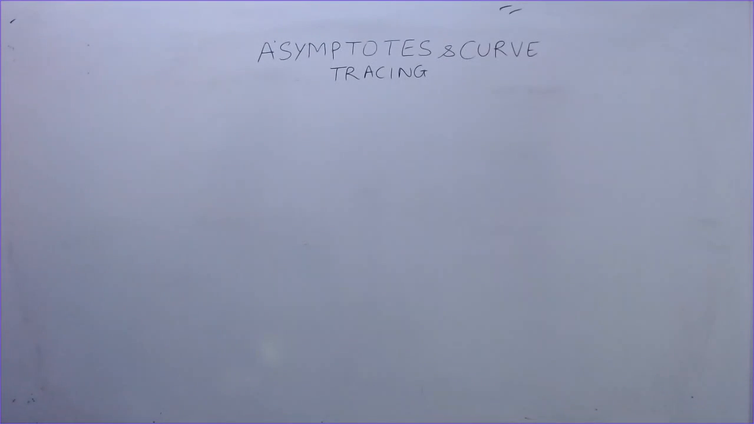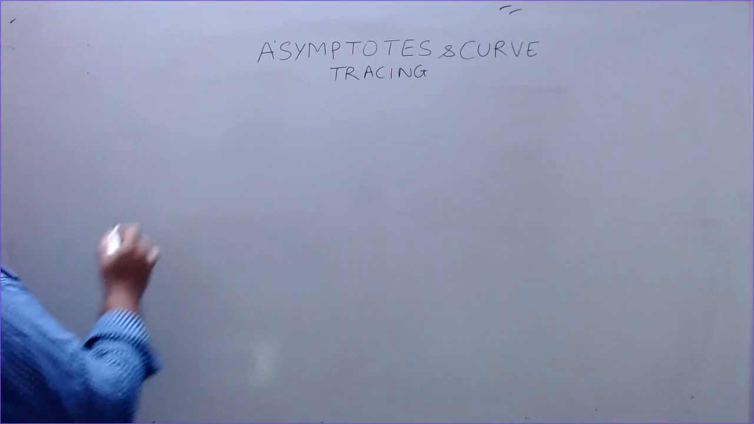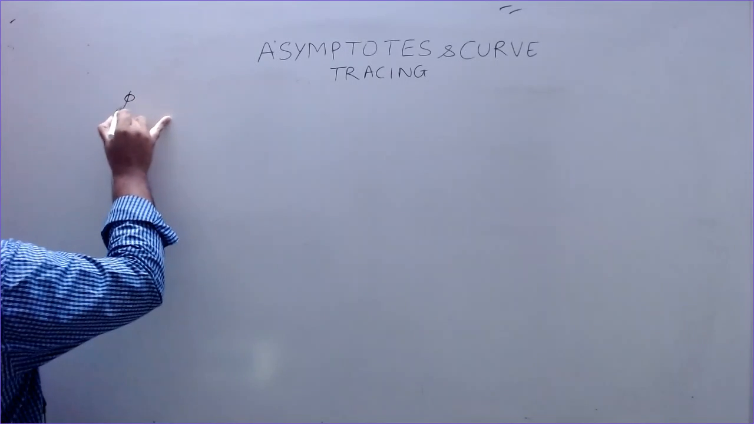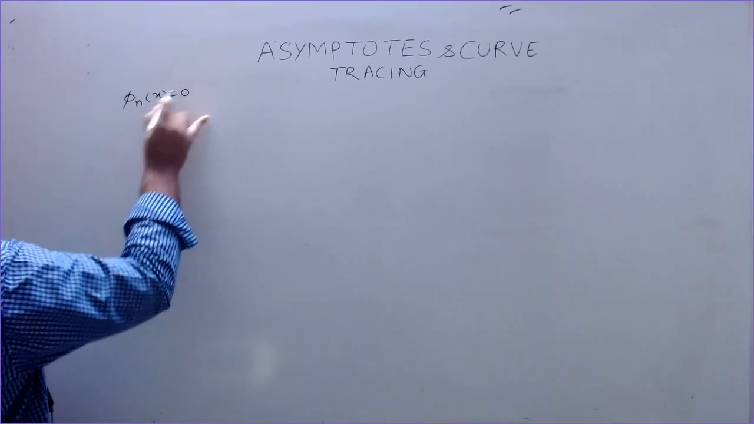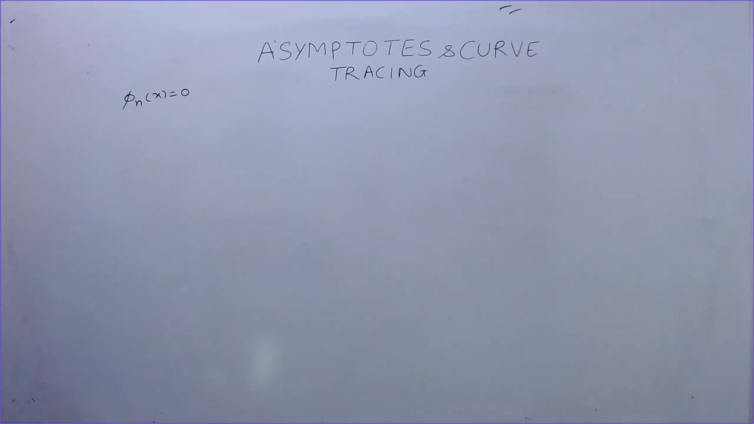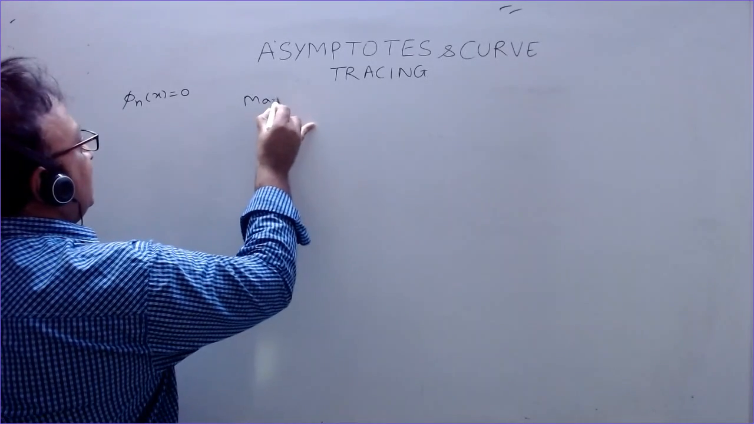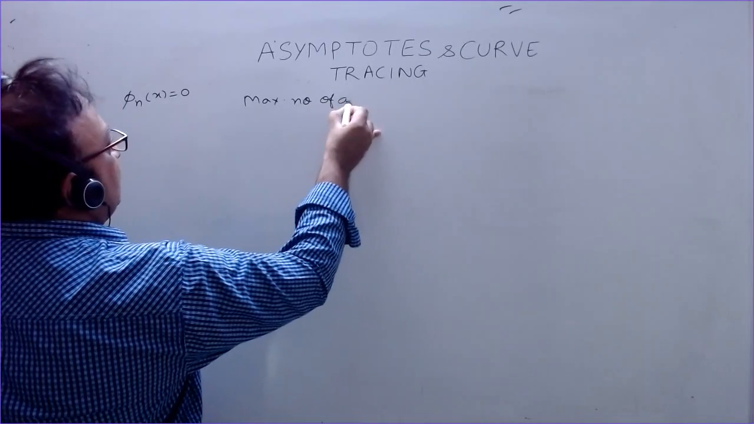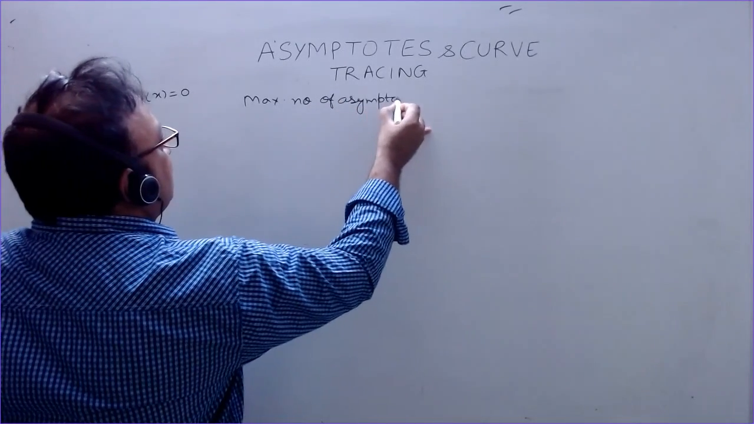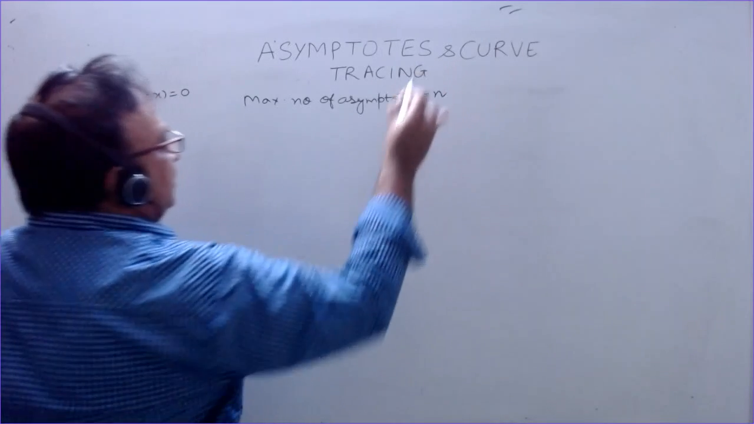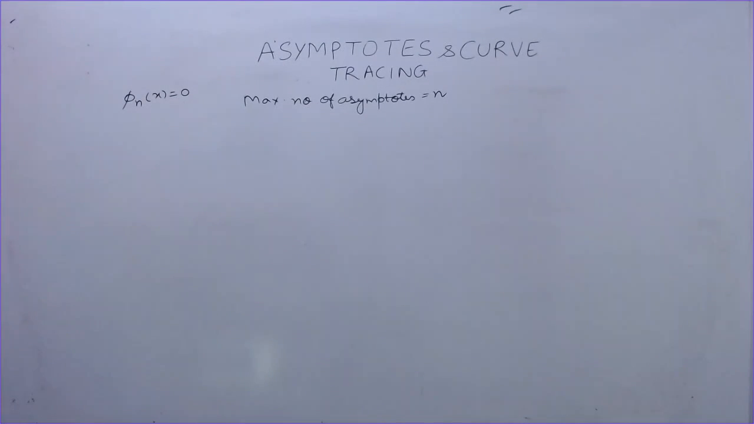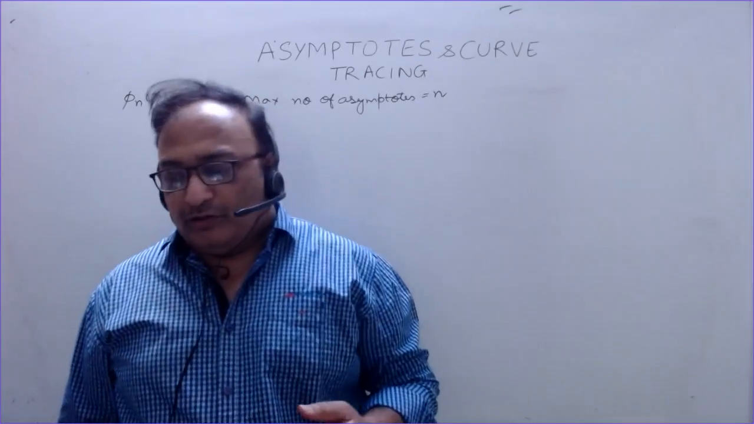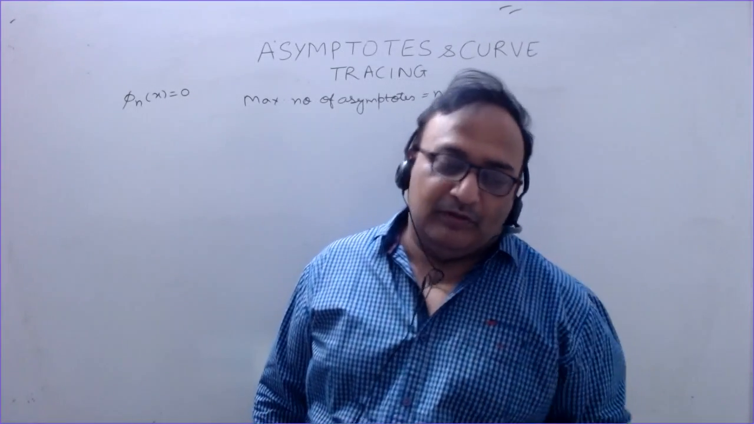The number of asymptotes a curve has depends upon the degree of the equation. If we have a polynomial phi n of x equal to 0, where n is the degree of the polynomial, then the maximum number of asymptotes of such a curve is equal to n, the degree of the curve or the polynomial, and it cannot be more than n. It does not mean it is going to have exactly n asymptotes. The maximum number of asymptotes possible is n.